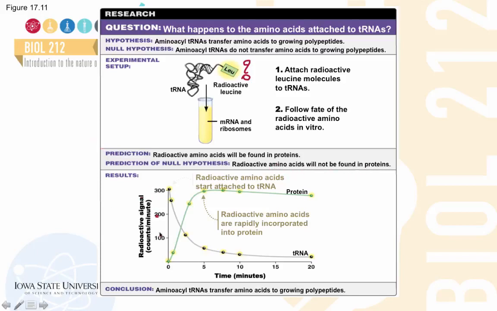So they measured the amount of radioactivity in both tRNAs and proteins over time and found that initially, radioactivity was high in the tRNA molecules, and over time, that radioactivity decreased, while radioactivity within proteins increased. This indicated that the amino acids were transferred from tRNA molecules to protein molecules over time, because their evidence supported their hypothesis. They concluded that amino acyl tRNAs transfer amino acids to growing polypeptide chains.